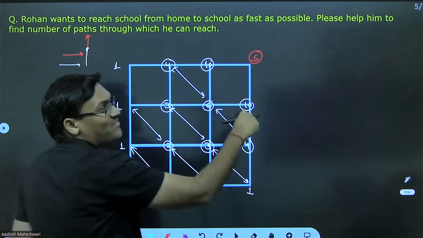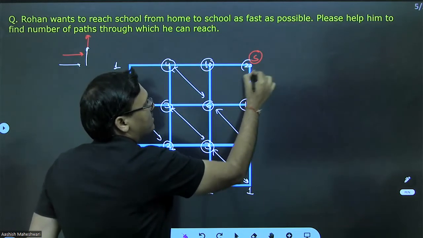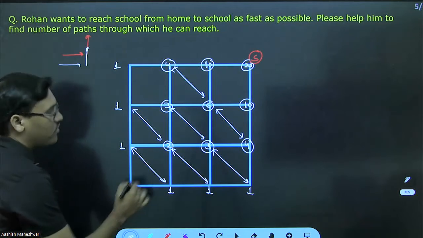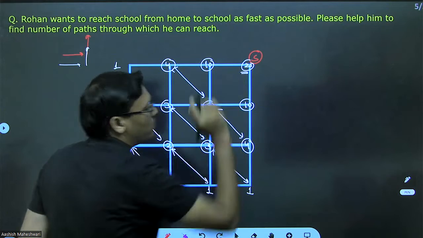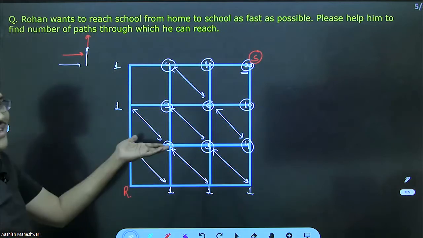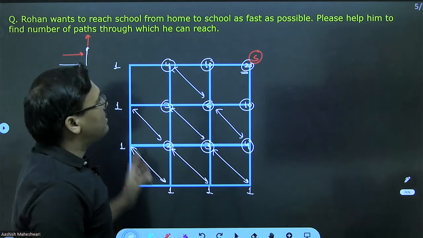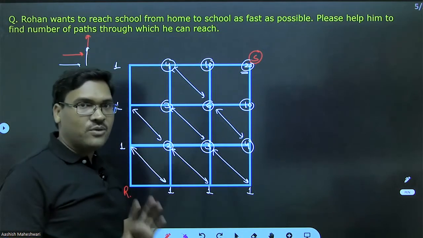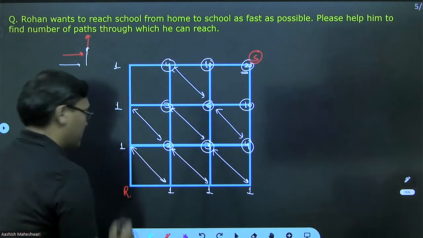And in how many ways Rohan can reach from here to here? This is 20 ways. 10 plus 10, that is 20. So in how many ways Rohan can reach from his home to school? That is total number of ways is 20. This is the application of Pascal's law. So this is the shortest possible path. All the paths will have the same length. The only thing is the total number of paths will be 20. Okay. So this is the answer.